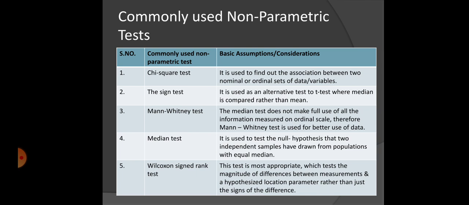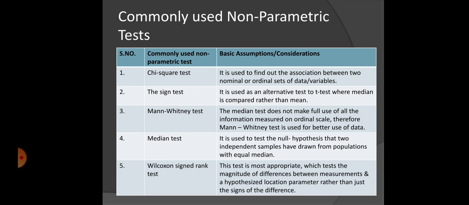Next, the sign test. It is used as an alternative test to the t-test where the median is compared rather than the mean. If we compare the median rather than the mean, we use the sign test. The Mann-Whitney test: the median test does not make full use of the information measured on an ordinal scale. Therefore, the Mann-Whitney test is used for better use of data. Median test: it is used to test the null hypothesis that two independent samples have been drawn from populations with equal medians.